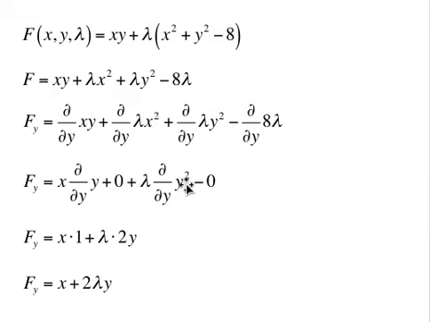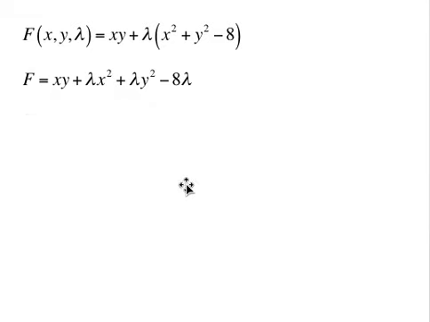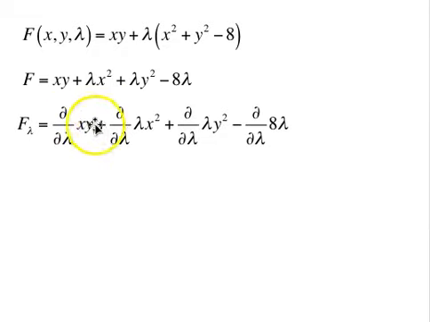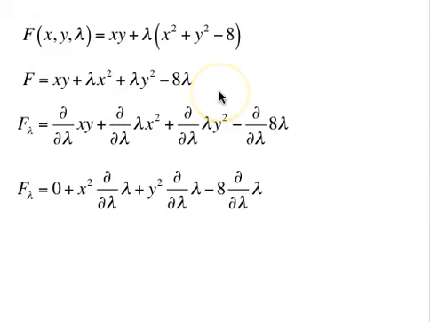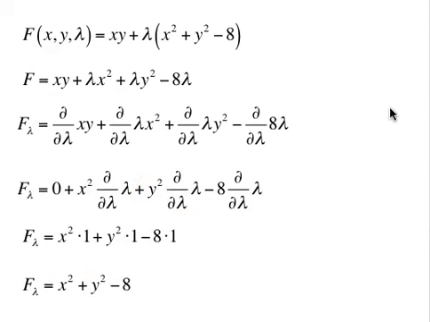And then we do the same thing for f sub lambda. We take the partial with respect to lambda of all these pieces. The first one's going to be 0, and the next are going to require us to pull some things out. So again, first piece is 0, pull out x squared, pull out y squared, pull out 8. This is 1, this is 1, this is 1. So x squared times 1, y squared times 1, minus 8. And we're going to set that equal to 0. Recognize that is our function g of xy that we established earlier in the problem.